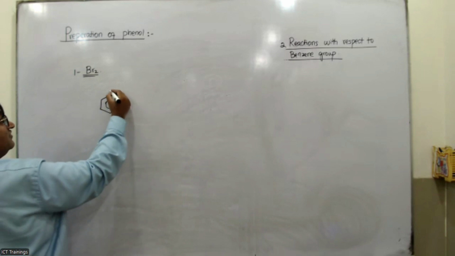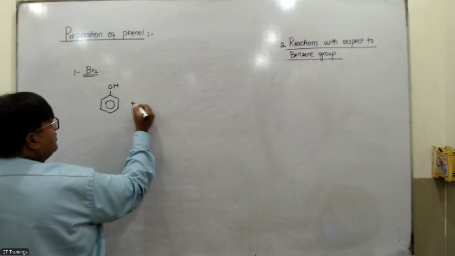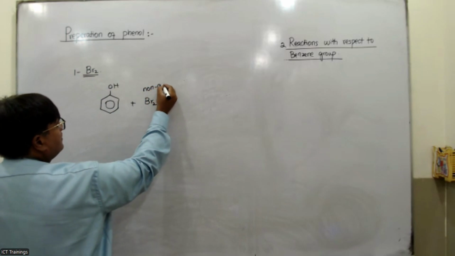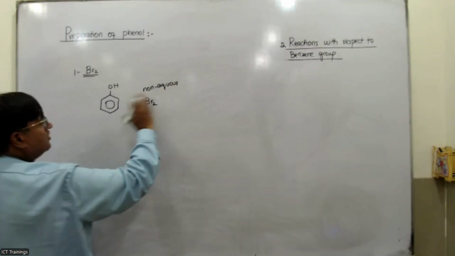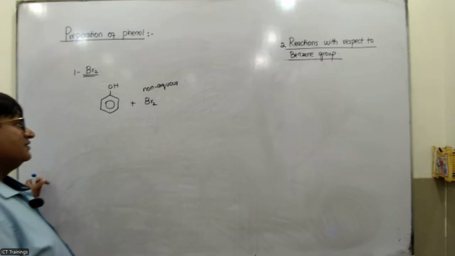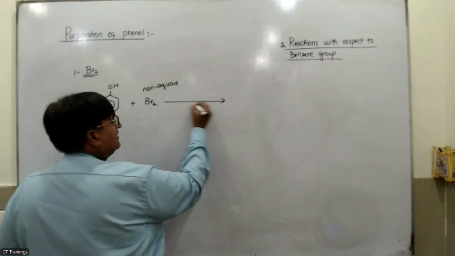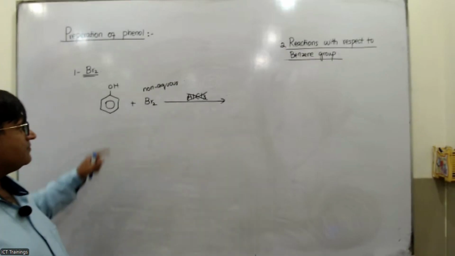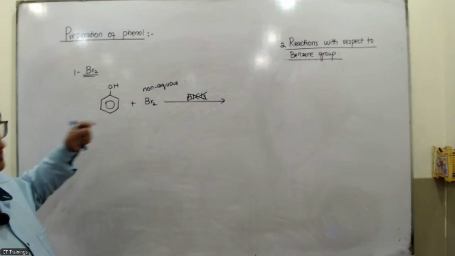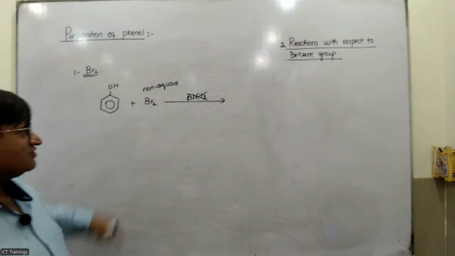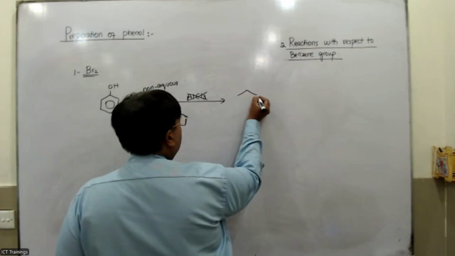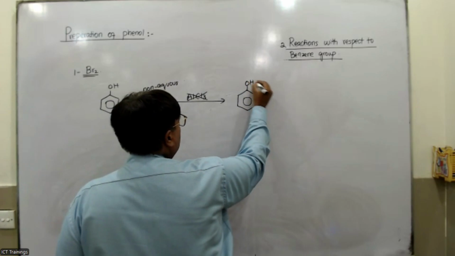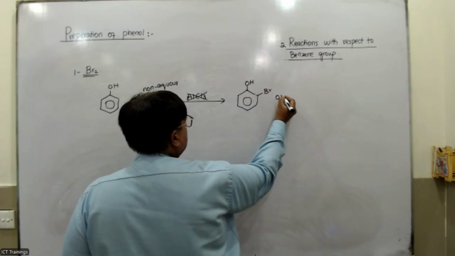If this is the phenol, I'm going to react it with the bromine, and this bromine is non-aqueous. Non-aqueous means it's not dissolved in the water. So here you don't need a catalyst AlCl3. Why? Because the reactivity of benzene has been increased. If you got the non-aqueous bromine, what would happen? The bromine would be attached either at position 2 or position 4.